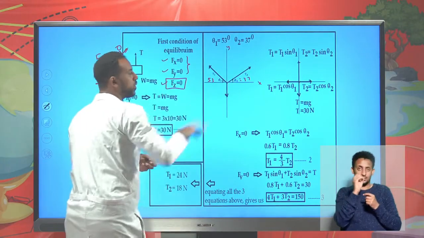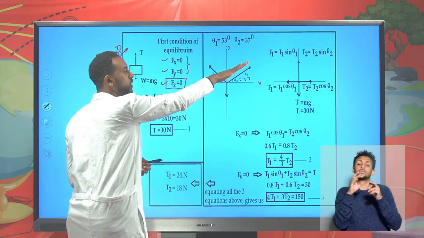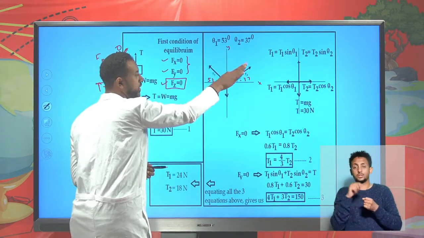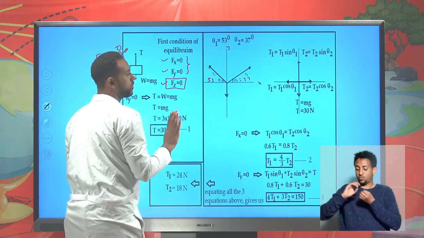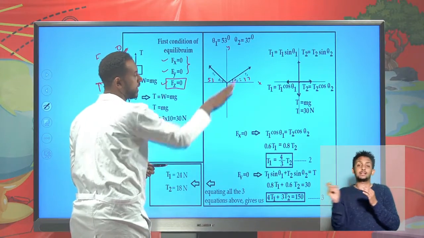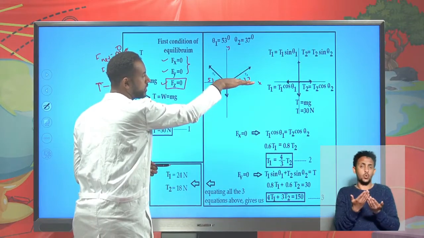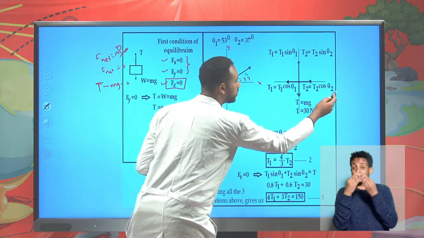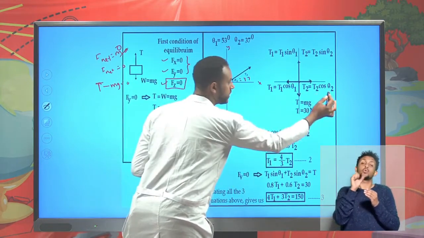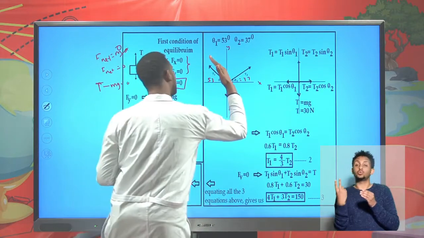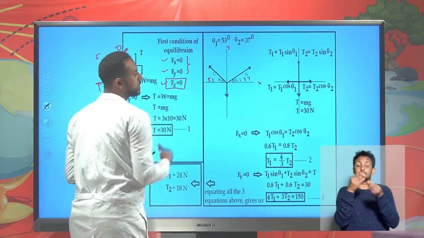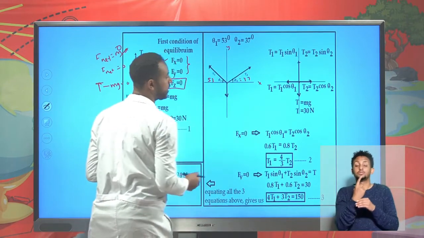And you can decompose those force components along the x-axis and y-axis. You have to decompose all the force components along x and y. So the horizontal component of tension T2 along x can be given as T2 cos theta 2. And the horizontal component of tension T1 can be given as T1 cos theta 1.